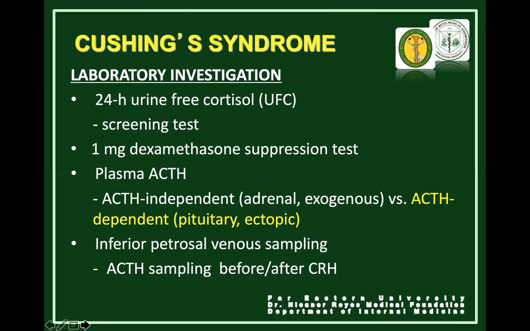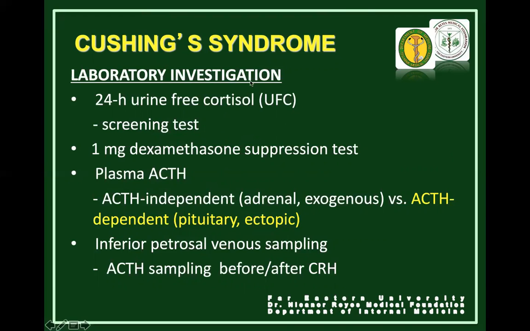Now, how do you investigate? Okay, for all Cushing syndromes, if you see somebody with moon facies, central obesity, and purplish striae, then the first thing that you have to do is to document that there is hypercortisolism. And how do you do that? The screening test is a 24-hour urine free cortisol. So you have to get the 24-hour.